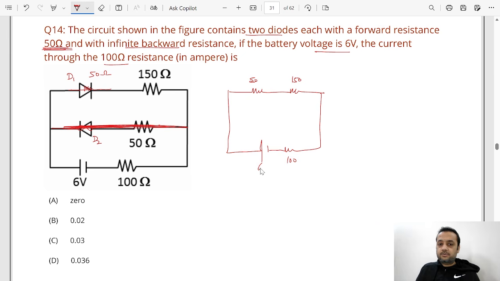So very easy question. Now the current flowing in this circuit will be 6 upon 100 plus 50 plus 150, that means 300 ohms total. So this will come out to be 1 by 50 ampere, which is 0.02 ampere. I hope you would have understood.